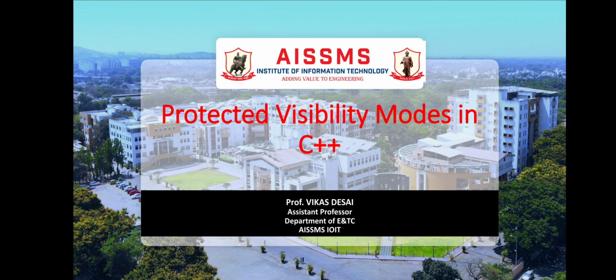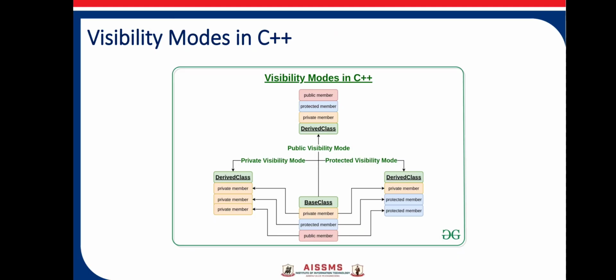Today we are going to continue with the visibility modes in C++. In this session we are going to discuss the protected visibility mode. As we know, there are three visibility modes available in C++ to access the content of a class. First one is the public visibility mode, then protected visibility mode, and private visibility mode. These visibility modes come into the picture more during inheritance.